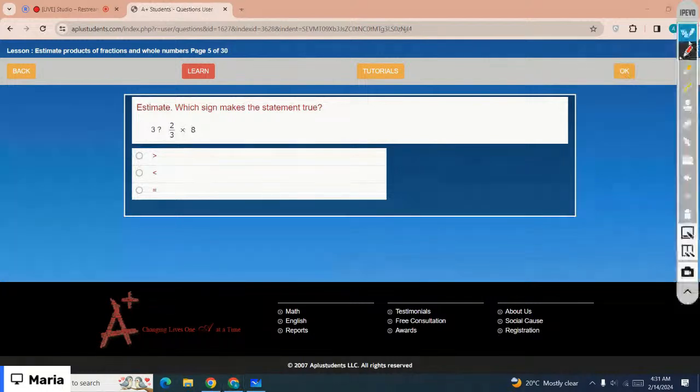Okay, the next one, here you have 8. You cannot divide this 8 by 3, or either you can do like this: 2 over 3 times 8 over 1, right? 8 times 2 is 16, 16 divided by 3. You cannot divide 16 by 3, right? You can replace this 16 by 18 because you can divide 18 by 3. So 3 times 6 is 18. You need to compare now 3 and 6. So which is the correct option?